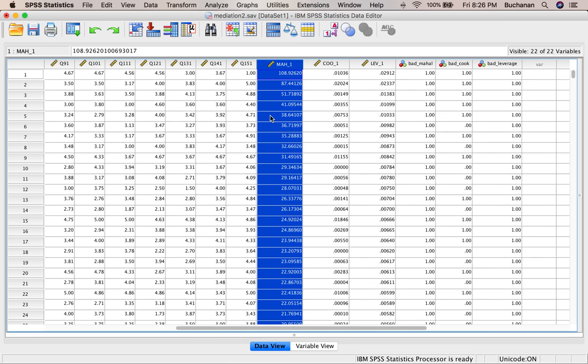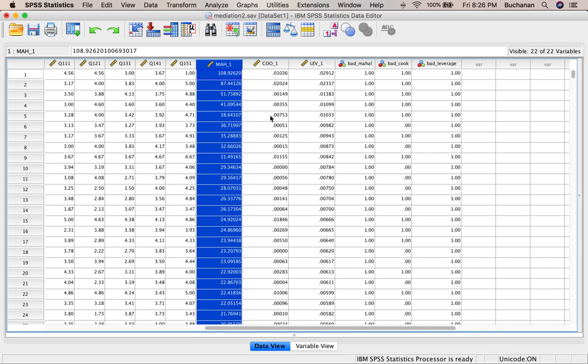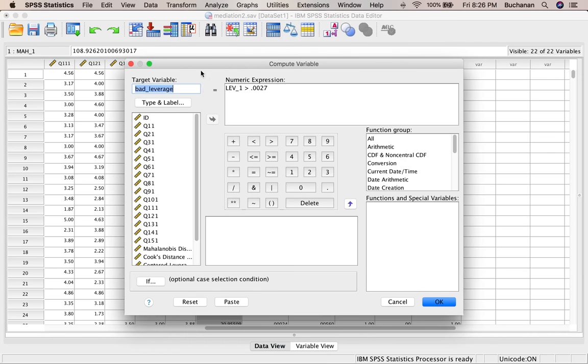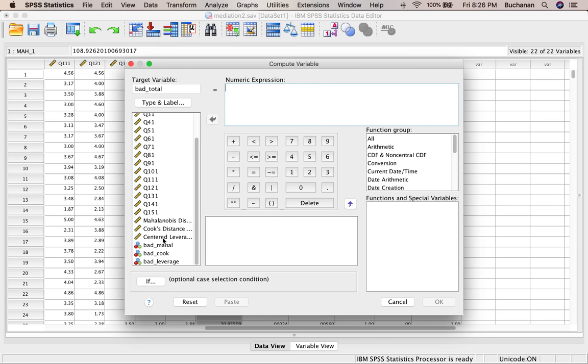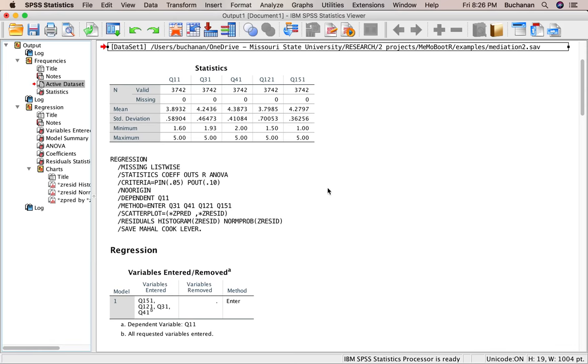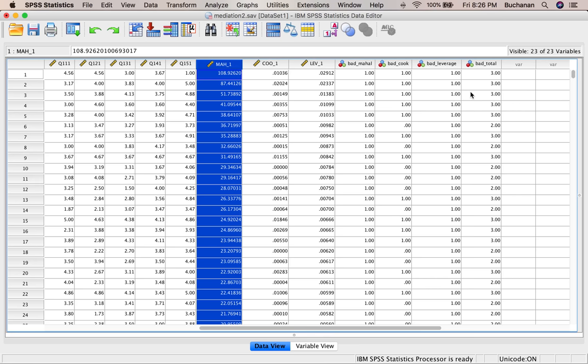So now what we've got is 3 different forms of outliers, right? Mahalanobis distance, which looks at patterns of scores, and Cook's and leverage, which are about how much weight each individual person is influencing the slope. And then we have scores for all of these. So I could then create, transform, compute, a total bad outliers. What that would be is our bad Mahal plus our bad Cook's plus our bad leverage. And this will tell me where two scores are really discrepant.